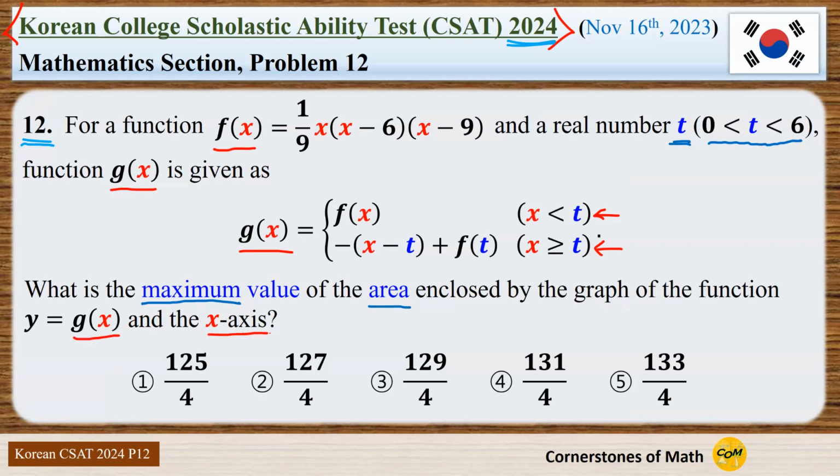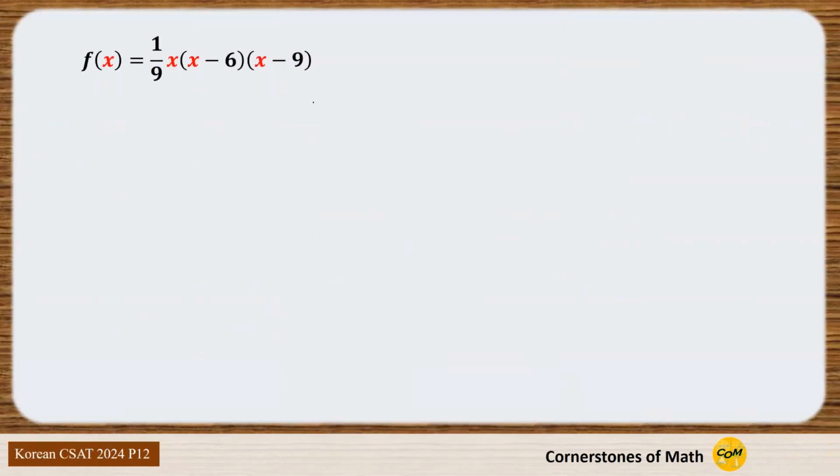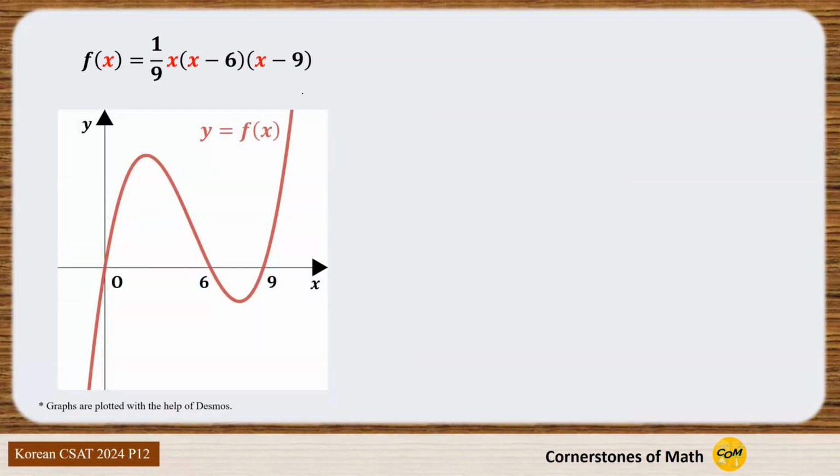So the problem itself is pretty straightforward, and obviously the most important part is to understand the graph of this g(x), which is divided into 2 cases. First, let's start with the graph of f(x). It is quite easy since this is a cubic function that is really easy to draw. It's just a typical cubic function graph that passes (0, 0), (6, 0), and (9, 0).